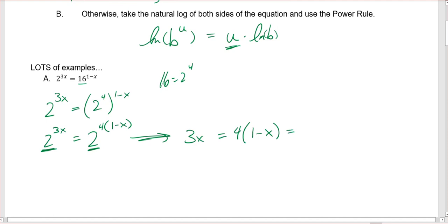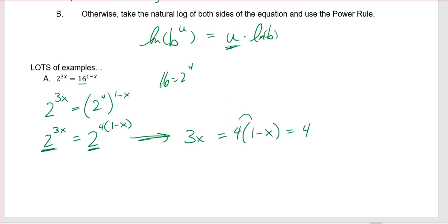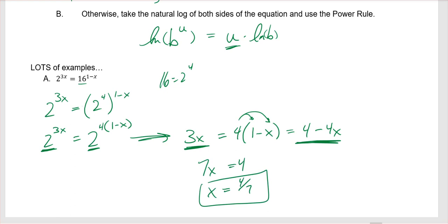And now we can just solve this in the usual way. We can maybe multiply that 4 through here. So we got 4 minus 4x. And then I've got 3x is equal to 4 minus 4x. If we add 4x to both sides, we'll have 7x equal 4. And then divide by 7, we got 4 over 7. So we come up with x equal 4 over 7.